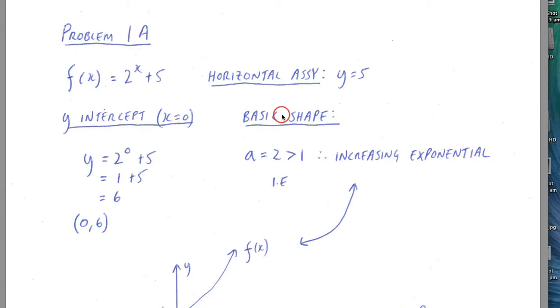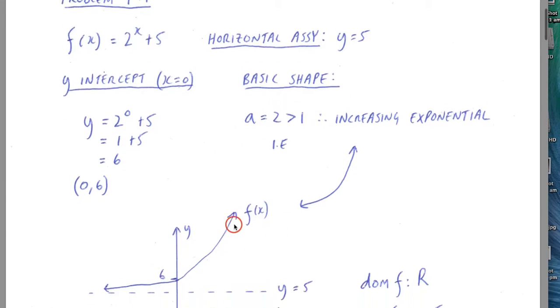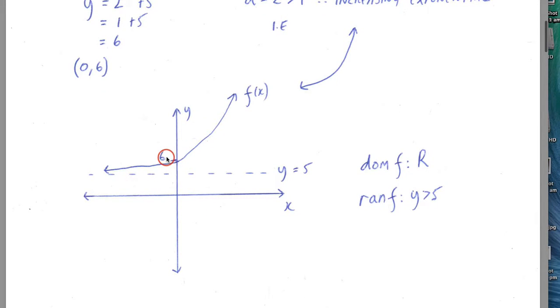Our basic shape is based on the value of the base in our rule. Our base here is 2, so the a value is 2. That's greater than 1, and therefore what we're looking at is an increasing exponential. So as x gets larger, the value of y gets larger. As x approaches negative infinity, the curve gets very close to the horizontal asymptote. Looking at that information, we put in our asymptote, we put in the y-intercept, we know what the basic shape is, and we do a bit of a sketch.